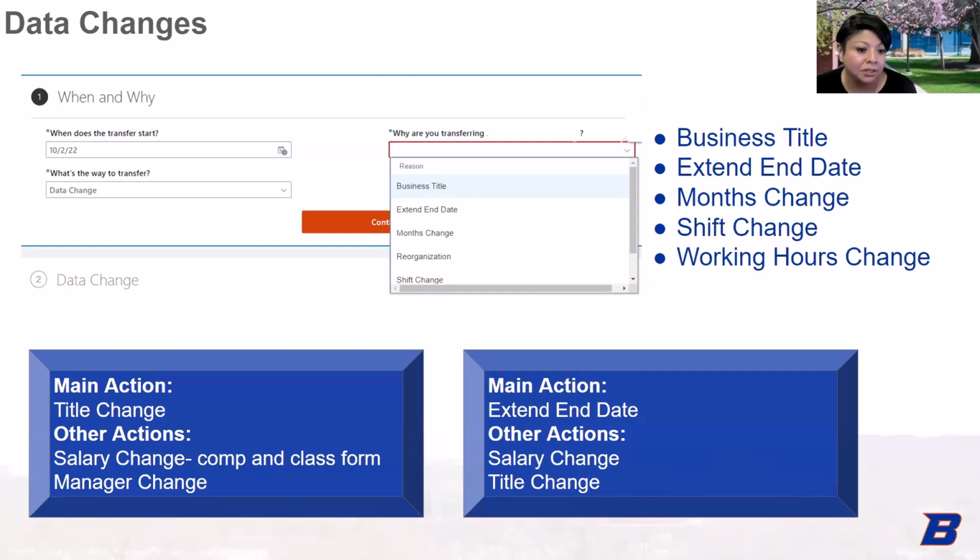You can also do a manager change. So you can label it as a title change and then change all these other things as well. If you're doing an extend end date, because they're going to be continuing on for another year, you can also include a salary change, title change, just a few examples of the multitude of changes you can make with one action.